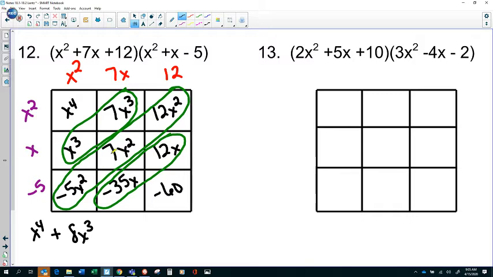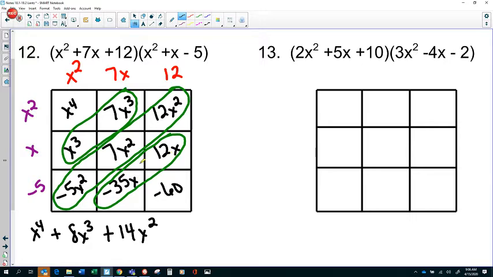If I notice here, too bad my 7 and my 5 can't combine, and it's negative, and those cancel each other out. But I've got a positive 7 and a negative 5, which leaves me with a positive 2. 2 plus 12 is going to give me a 14x squared. Then I've got my 35 and my 12.